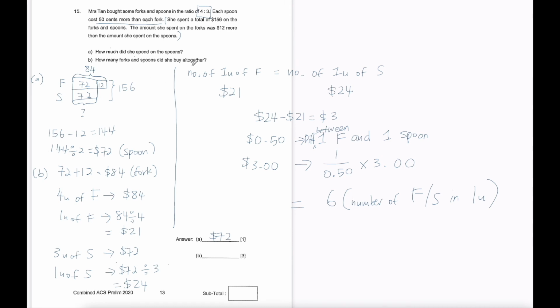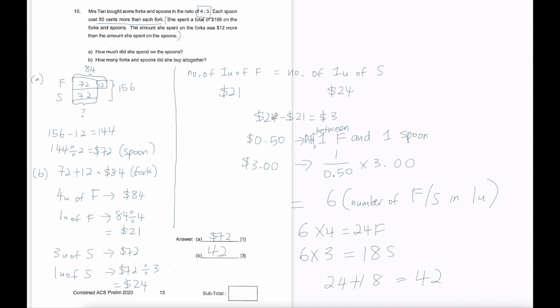So how many forks and spoons did she buy altogether? So fork has 4 units, so I need to take 6 times 4. Okay, so she bought 24 forks. And then spoons has 3 units, so I need to times 3. So it's 18 spoons. So I need to take 24 plus 18. And I'm going to get 42. Okay?